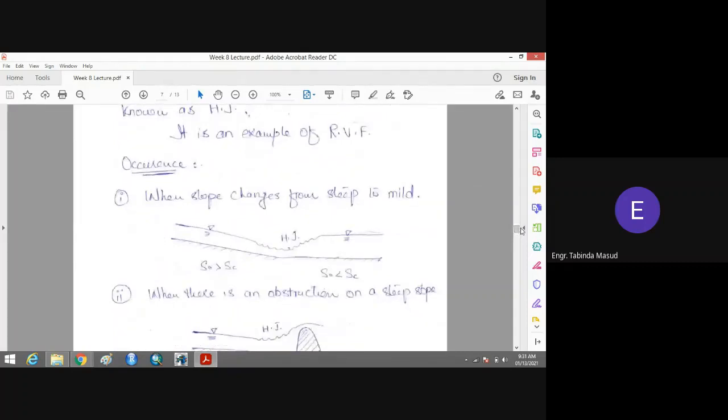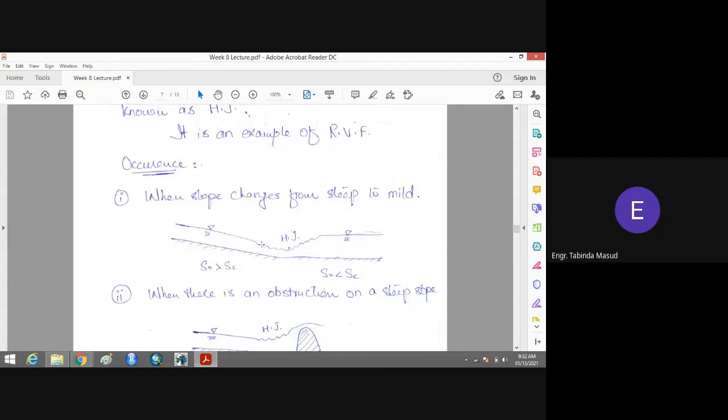Here are some examples of the occurrence of the hydraulic jump. Number one, when slope changes from steep to mild. You can see in the figure that this is a steep slope and this is a mild slope. On a steep slope, the depth of the flow is smaller and velocity is high. At this point, when the slope changes, there is an abrupt stoppage, or an abrupt break to the high velocity of the flow, due to which the hydraulic jump occurs, and you can see the depth of the flow increases.